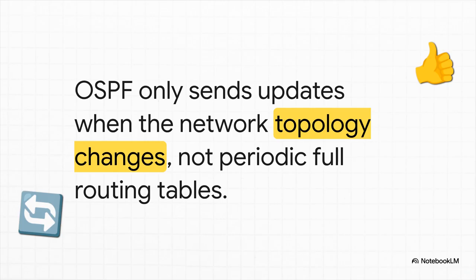OSPF is also incredibly efficient. Think of it like this. Instead of mailing you a brand new, complete city map every single hour, your GPS just sends a tiny little alert when a road closes or a new one opens. OSPF routers do the same thing. They only send out small updates when the network actually changes. It's quiet and it saves a ton of resources.